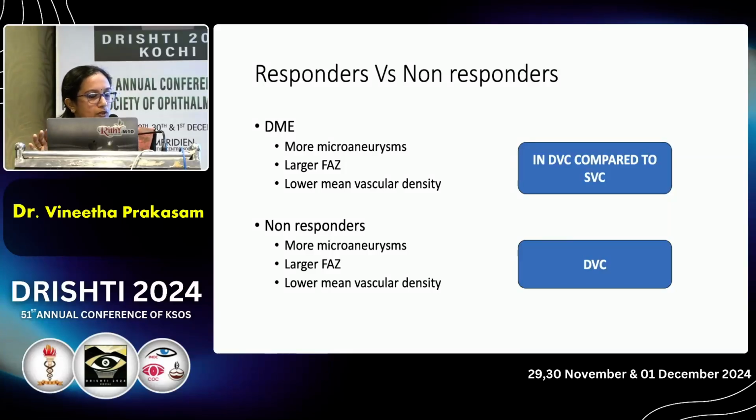What they have identified is that in all patients with DME, whether they are responder or non-responder, there were more microaneurysms, larger area of foveal avascular zone, and lower mean vascular density in the deep vascular complex compared to the superficial vascular complex. In addition, what they've seen is that in non-responders, more microaneurysms, larger FAZ, and lower mean vascular density were more prominent in the deep vascular complex, but the difference in the superficial vascular plexus was not significant.